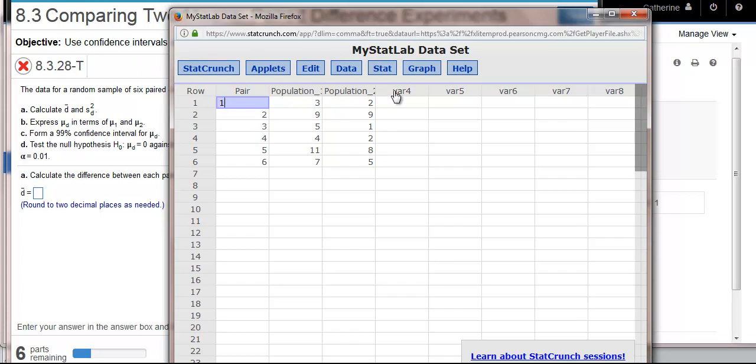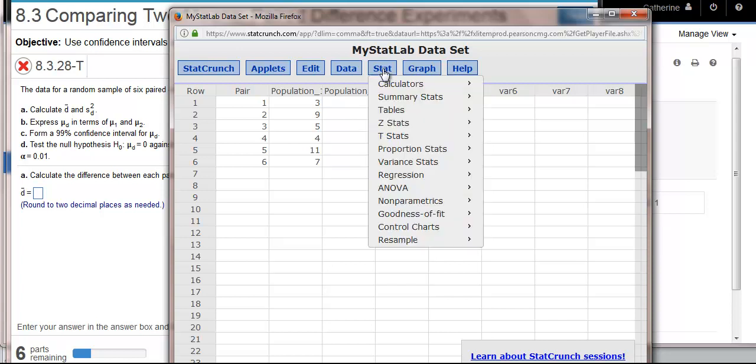So simply, I want to create a new column. I'm going to label it differences, or D. And then in each row, I'm just going to subtract these numbers. So 3 minus 2 is 1. That's the difference of those two numbers. 9 minus 9 is 0, and so forth. Okay, and now we could compute the mean of those differences.